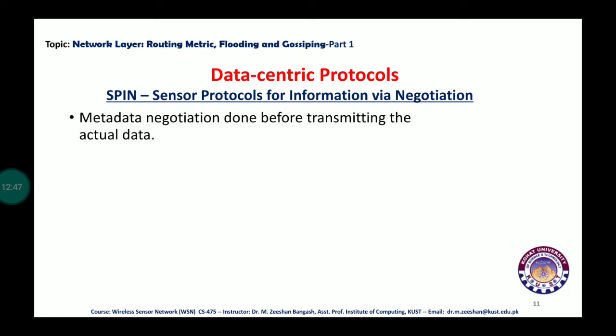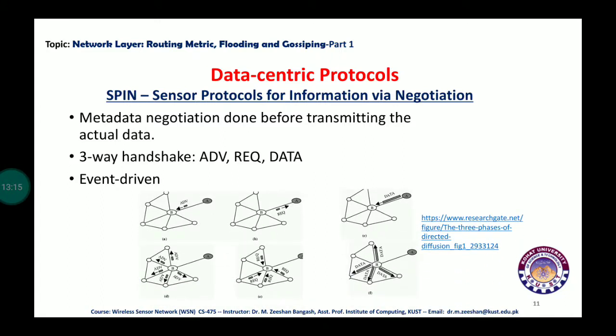Another protocol is the Sensor Protocol for Information via Negotiation, which we call the SPIN protocol. It negotiates metadata between different sensors, and it follows, as we discussed in previous lectures, a three-way handshake: the ADV request, then the REQ request, and then the data is transmitted. So a three-way handshake takes place. Secondly, this is an event-driven protocol. You can see in the figure shown on the slide that an ADV request is sent from the sender, and upon receipt a reply is sent, and thereafter the data is transmitted from that central location B to different nodes, as you can see in the diagram.